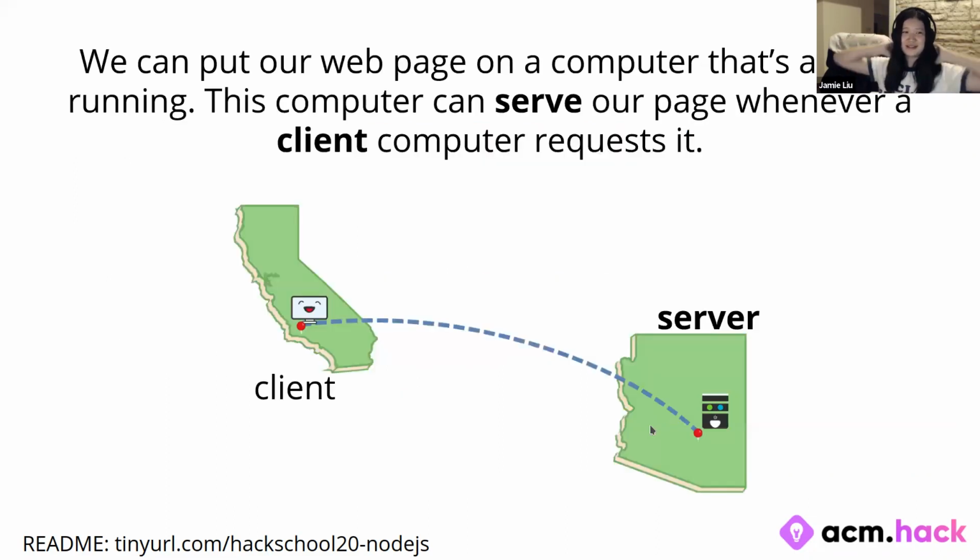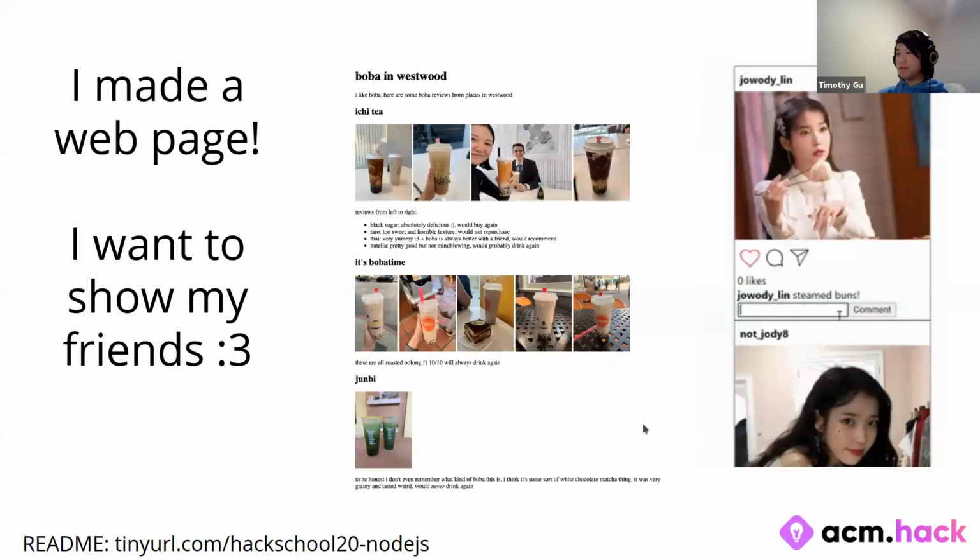One possibility is we could email them all the code or send it through Google Drive or GitHub or something. But this is kind of inconvenient because then every friend we want to show has to download all the code and try to run it on their own computer. So that's kind of a hassle. So how can we work around this issue?